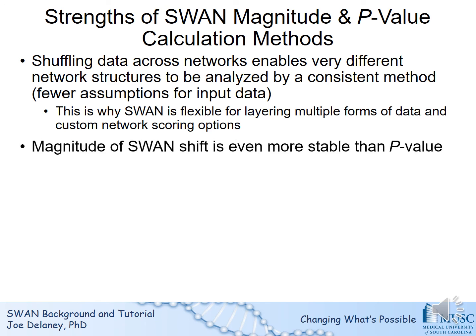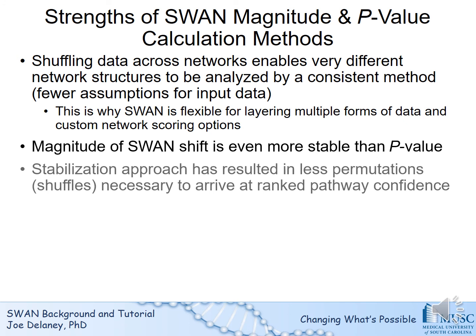The magnitude of the SWAN shift is even more stable than the p-value, so I showed you how sometimes you get false negatives, but really the magnitudes come out about the same every time. And the stabilization approach has really resulted in fewer permutations necessary to arrive at your ranked pathway confidence, and so this does speed it up.